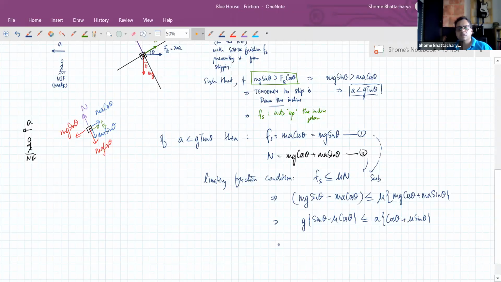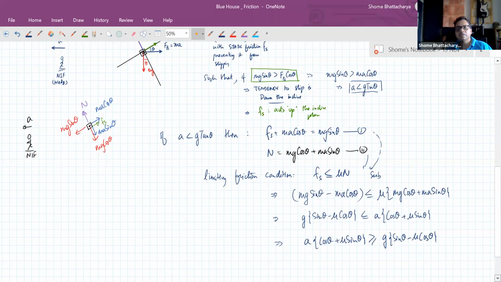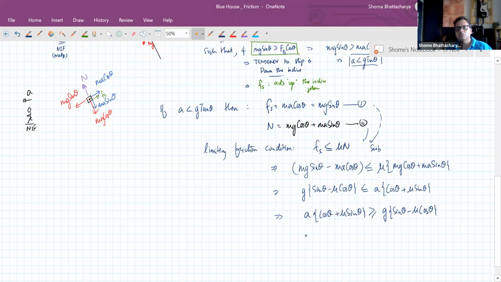Or if you reverse the inequality for A, we get the condition that A into cos theta plus mu sin theta is greater than or equal to g into sin theta minus mu cos theta. So this gives us an inequality such that A is greater than or equal to something. That means we are getting the minimum value of A. A should be greater than or equal to g into sin theta minus mu cos theta upon cos theta plus mu sin theta. This is one condition we are getting, and from this we get the minimum value of acceleration.